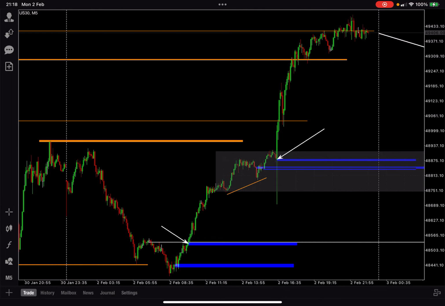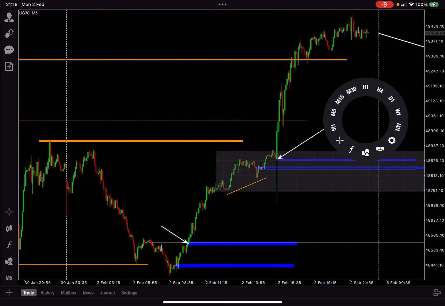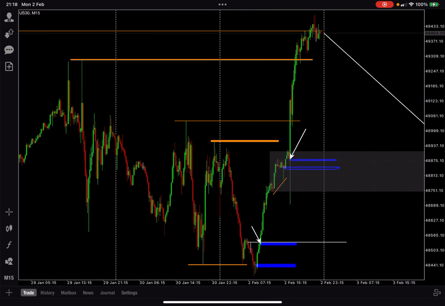So there was no real setup with the New York session, and any setup you got, you would have seen bullish confirmations straight away, showing you confirmation to the upside as price is continuing up. You're not getting that reversal.